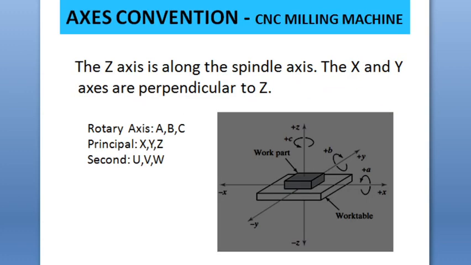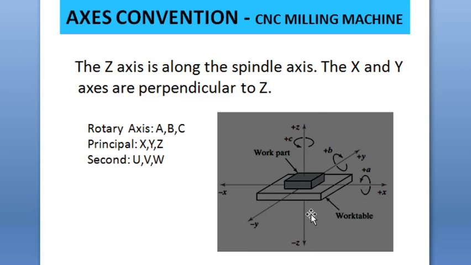Axis convention used in a machining center or CNC milling machine. It's a 3-axis machine. The Z axis is along the spindle axis. X and Y axes are perpendicular to the Z axis. Z axis is the spindle axis. This one is a vertical axis, the Z axis. This one is X. This one is Y.